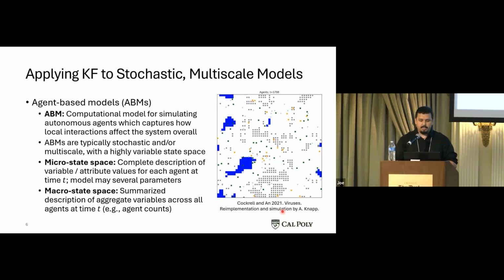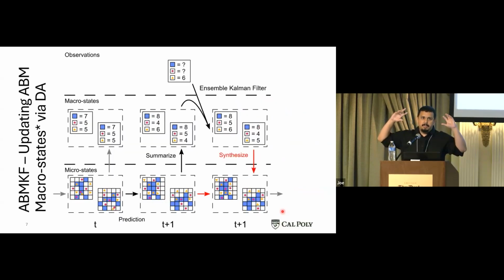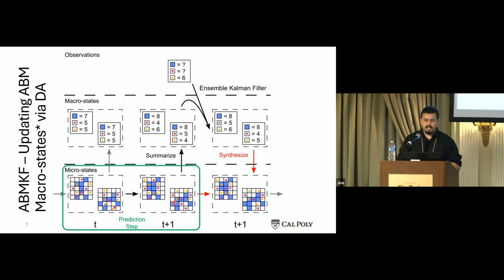And so on that note, our first big contribution, one of the two big contributions that we introduced in this paper, is what we call the ABM Kalman filter. This allows us to produce updates using data assimilation, using the ensemble Kalman filter in particular, on an ABM. I'll go through this toy example that I've got here.